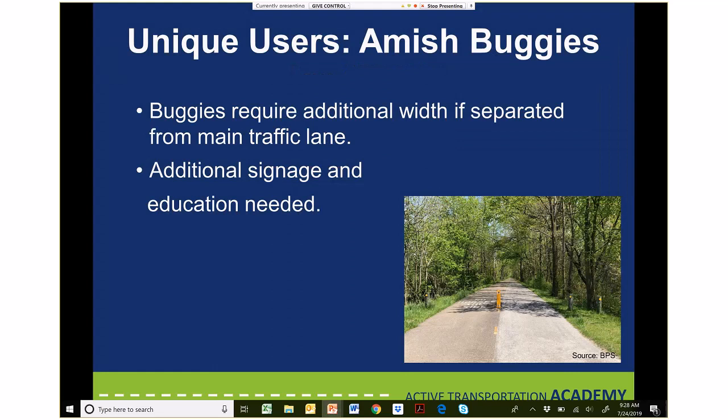And then when we get into that unique users situation here with the Amish buggies, I've already talked about this a little bit, but we would talk about the specific needs of those users. And so in this case, they need a wider expanse of pavement to use, and there needs to be additional signage and education because not everyone is familiar with interacting with Amish buggies. So in this case, this is a multi-use path that actually is meant to be used in tandem with Amish buggies, so that's an interesting situation.